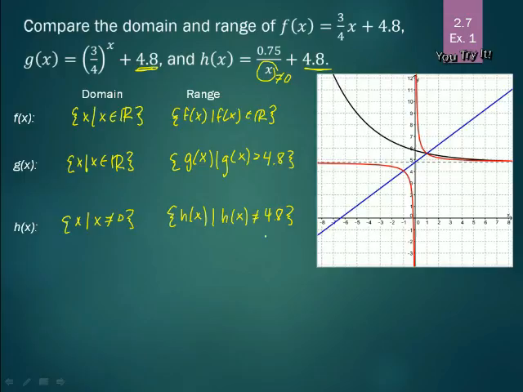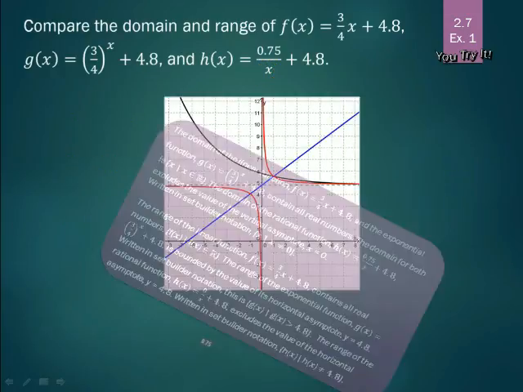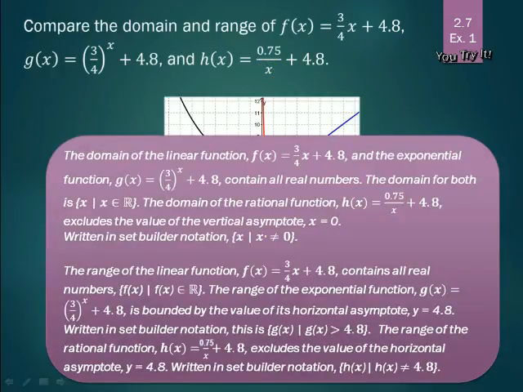And so let's go ahead and summarize our answers. The domain of the linear function f(x) = 3/4 x + 4 8/10, and the exponential function g(x) = (3/4)^x + 4 8/10 contain all real numbers. The domain for both is the set of x's such that x is in the real number set. The domain of the rational function h(x) = 75/100 divided by x + 4 8/10 excludes the value of the vertical asymptote x equals 0. Written in set builder notation, the set of x's such that x is not equal to 0.